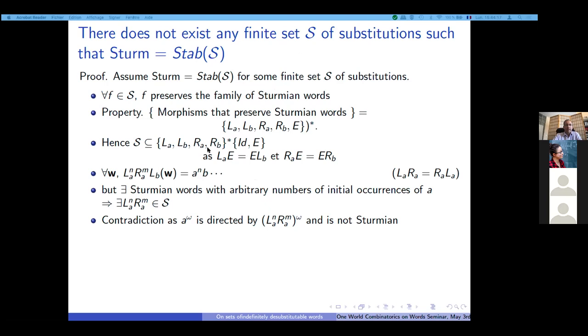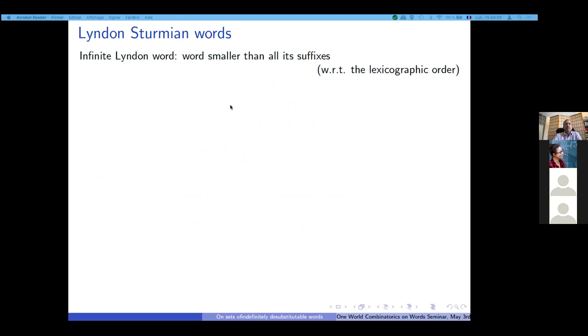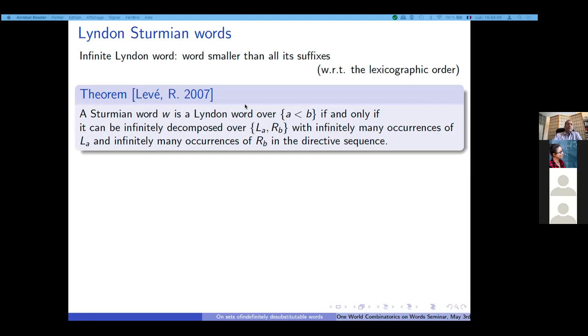So I will now enumerate some cases where we can show that we have some stable sets. The next example, consider subfamilies of Sturmian words, which is a set of infinite Lyndon words. I recall that an infinite Lyndon word is a word smaller than all its suffixes, smaller here with respect to the lexicographic order. And we have obtained with Florence Levé in 2007 a result saying that a Sturmian word is Lyndon if it can be indefinitely decomposed in the sense of a stable set defined previously with infinitely many occurrences of LA and infinitely many occurrences of RB in the directive sequence.